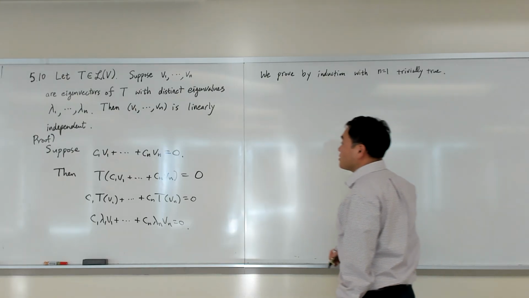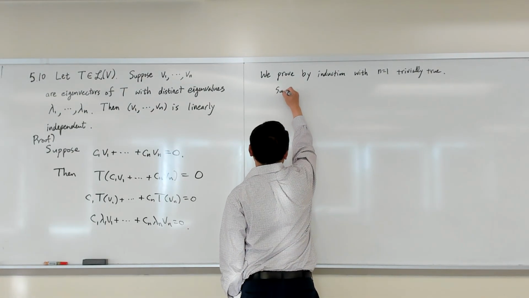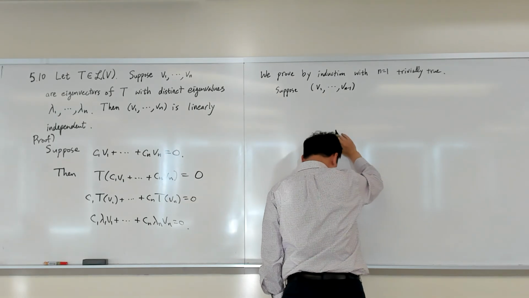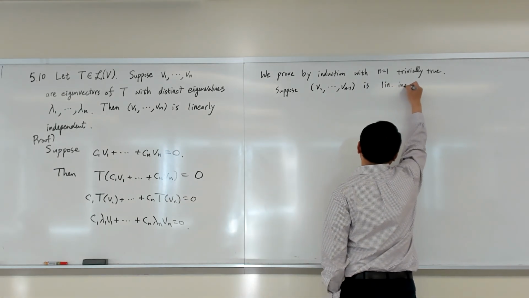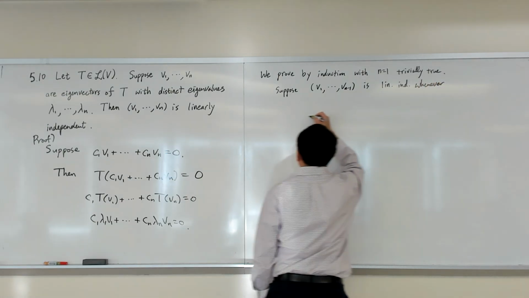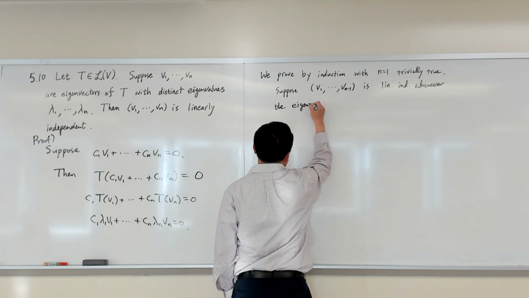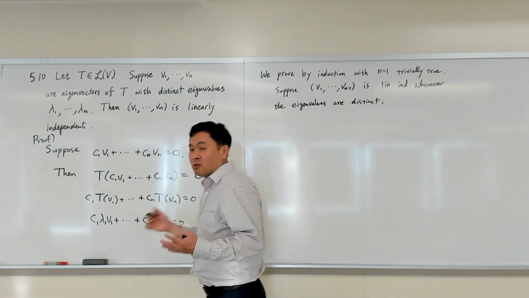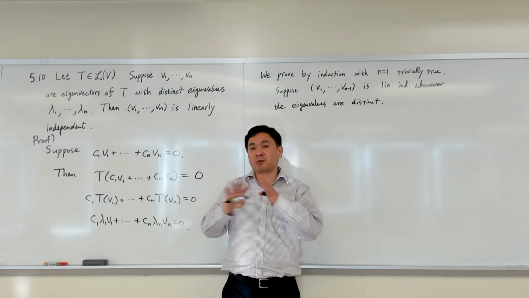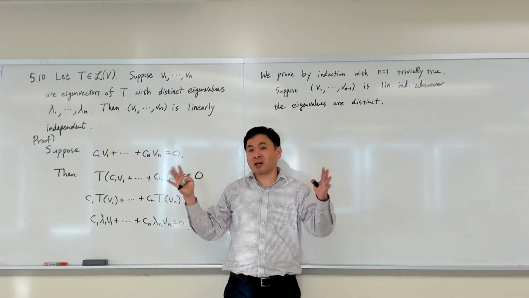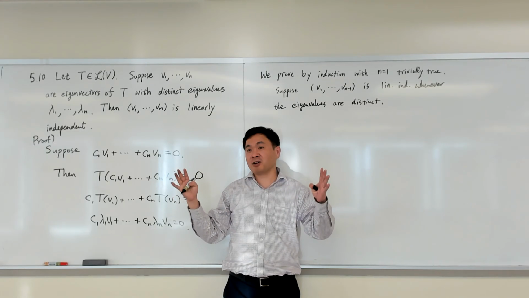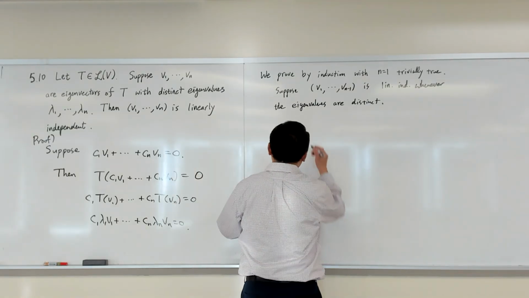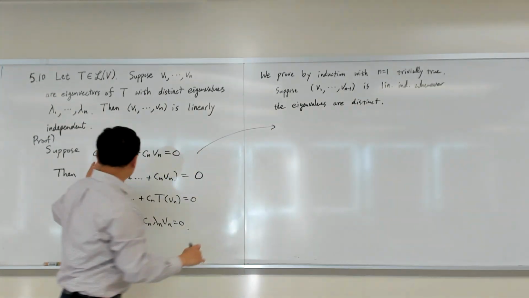So let's just say suppose v1 through v(n minus 1) is linearly independent whenever the eigenvalues are distinct. Okay. So let's say you've proved that for a list of length n minus 1, if you have distinct eigenvalues, then we always know that it's linearly independent. Okay. So in that case, what we do is we take this thing and multiply this by lambda n.